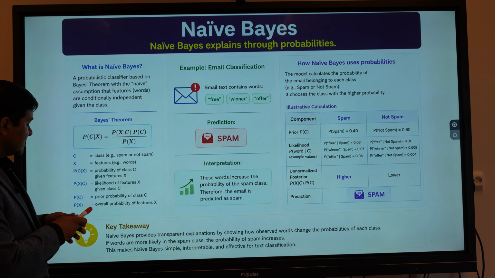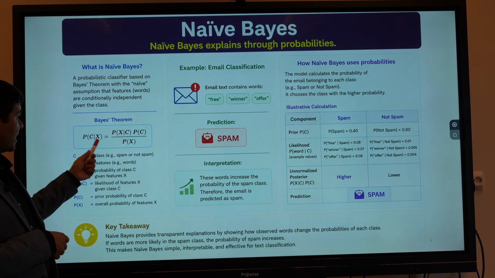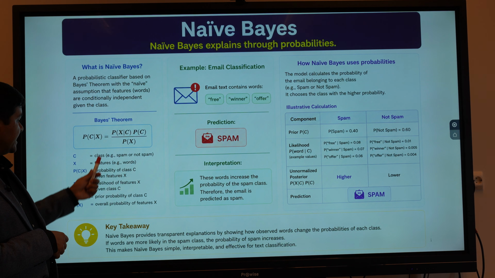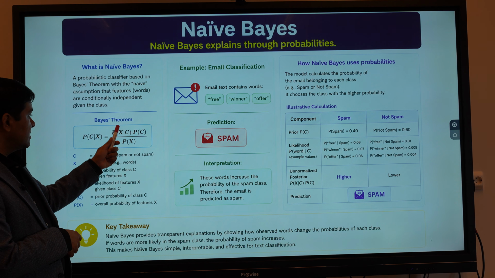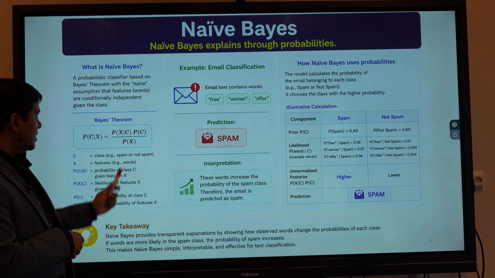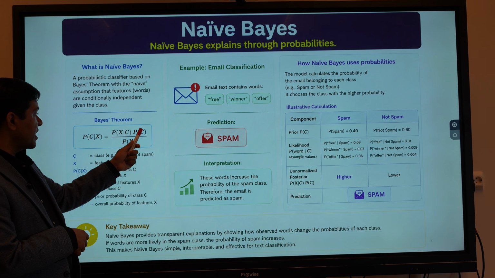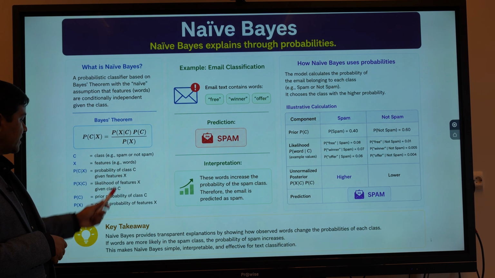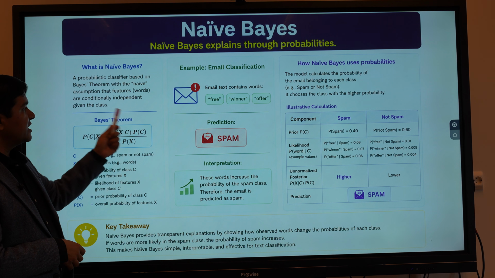So here what is written is P of C given X, meaning the probability of class C for a given feature X, is equal to the likelihood of feature X for a given class C, then the prior probability of class C, multiplied by it and divided by the overall probability of feature X. So this is a very simple equation.